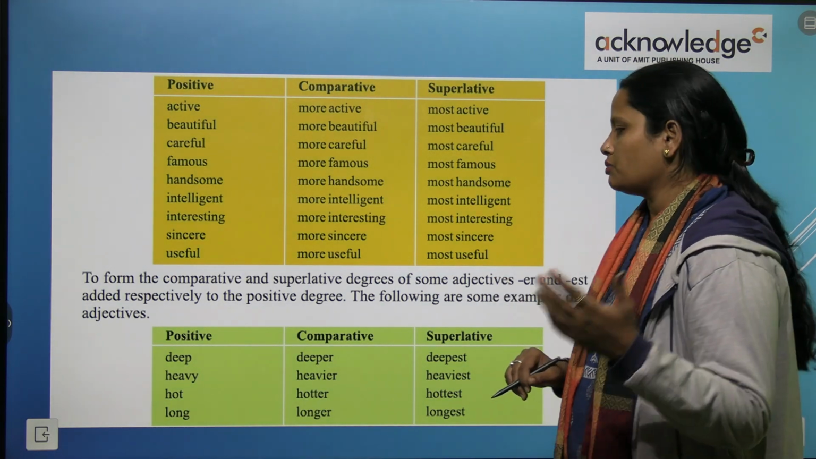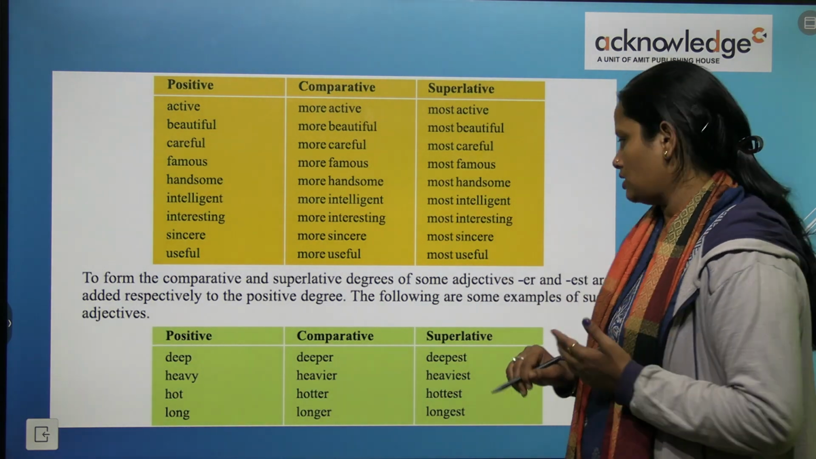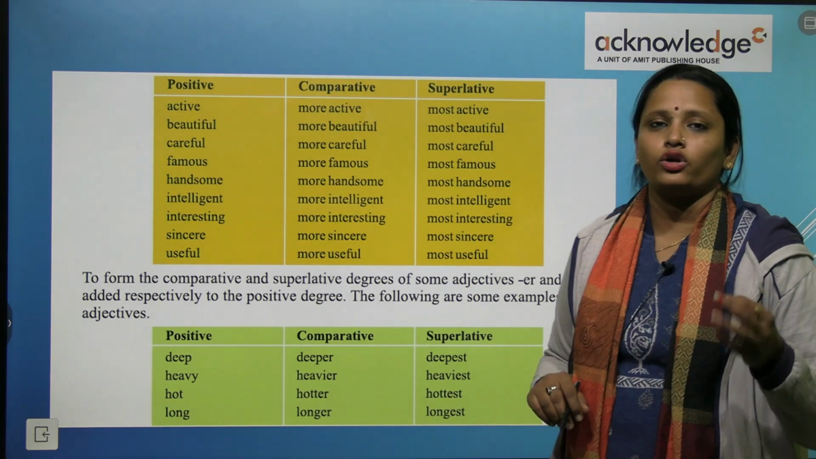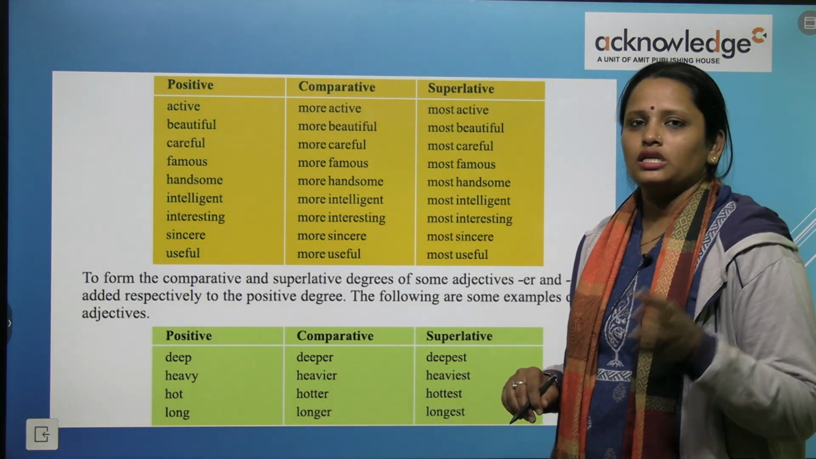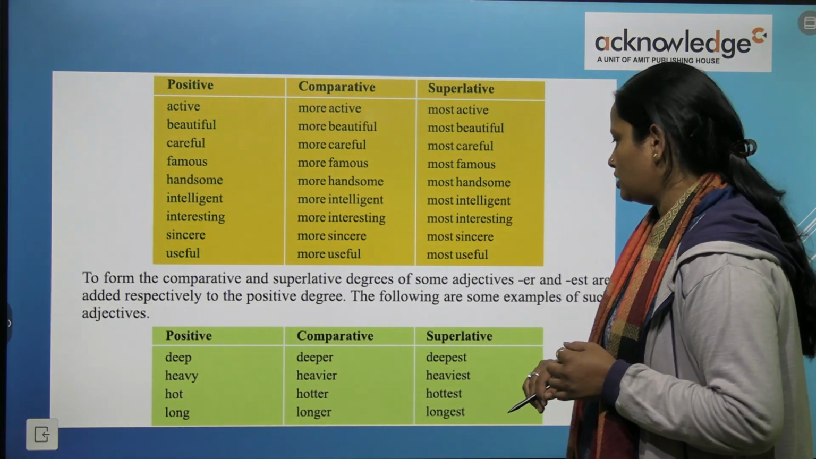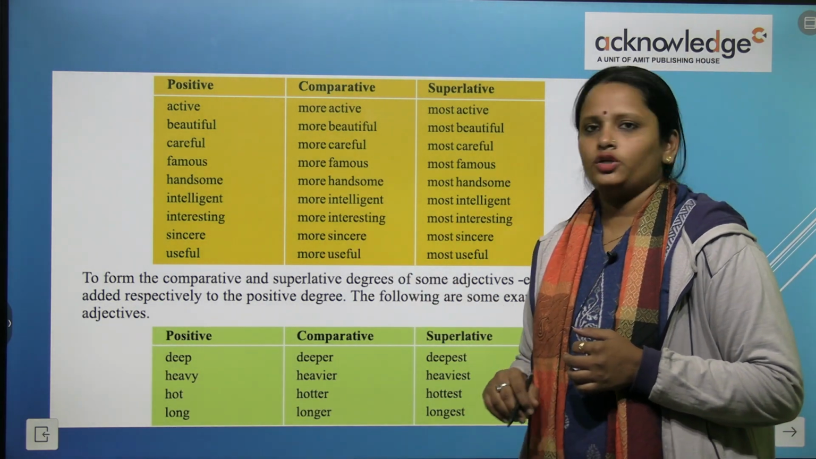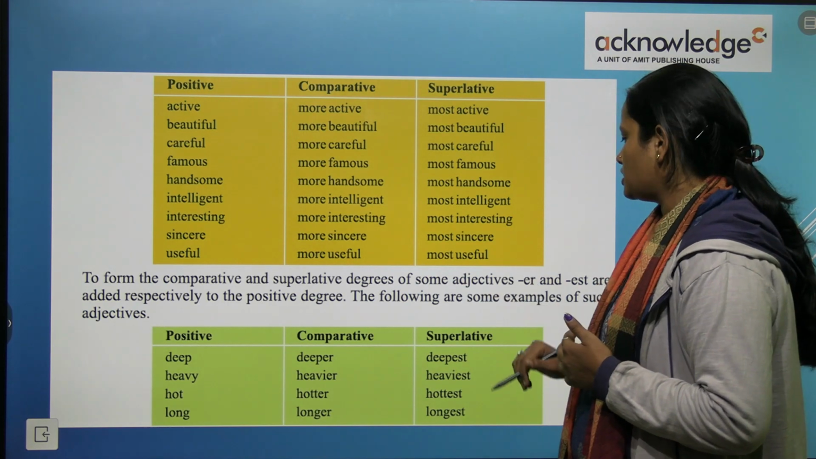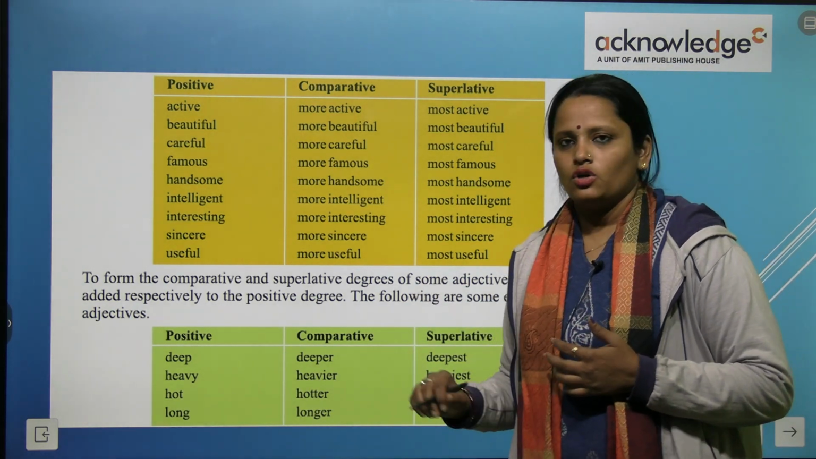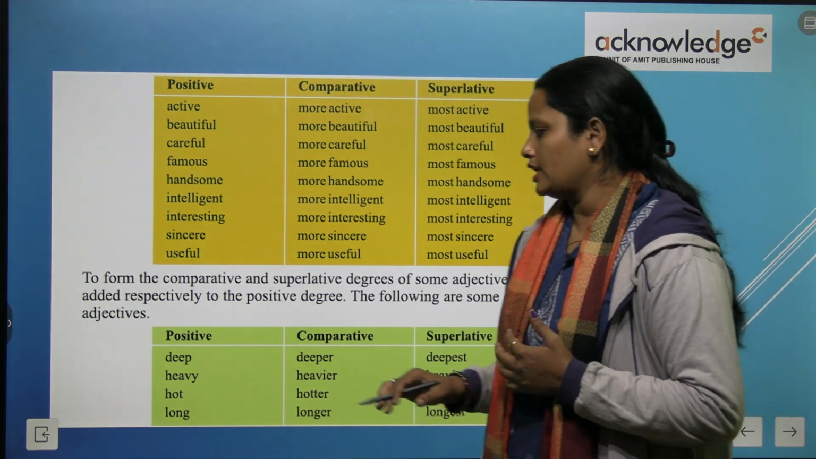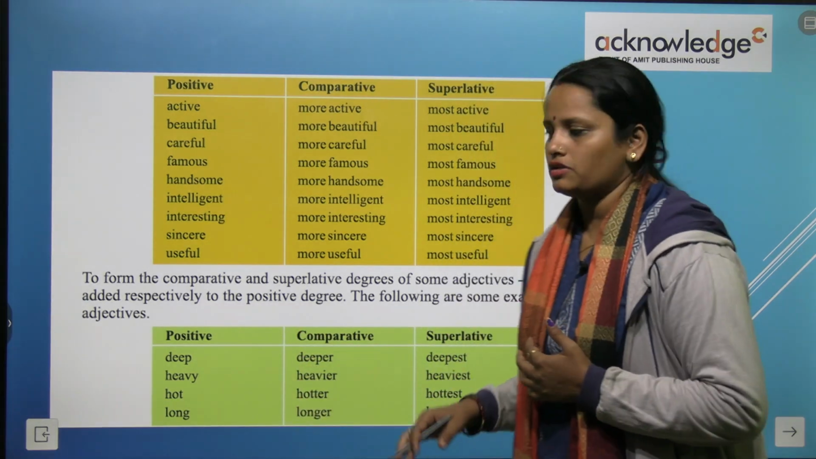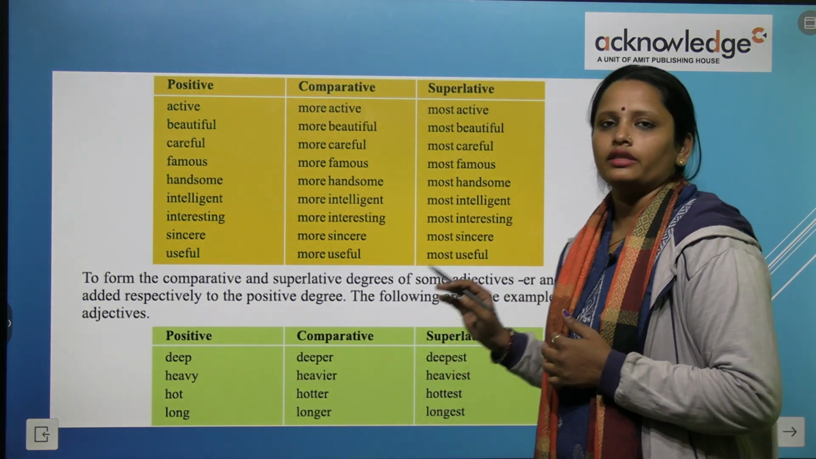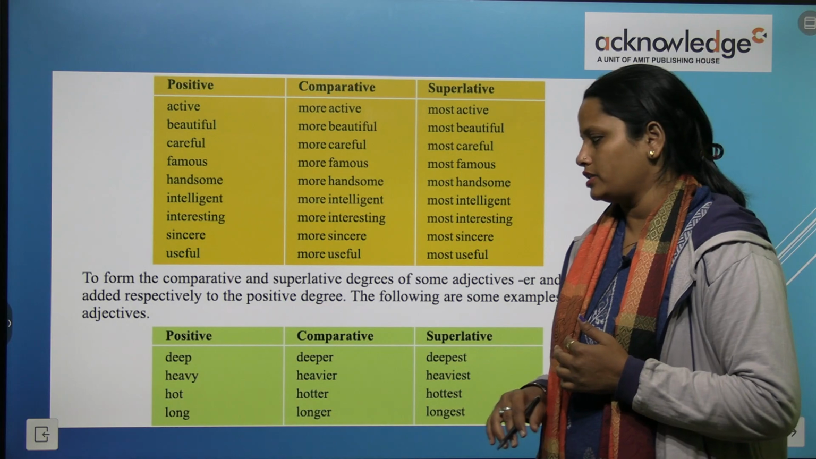So comparative और superlative degree बनाने के लिए कुछ adjectives के we add er और est. हम क्या करते हैं उसमें er लगा देते हैं या फिर est लगा देते हैं. Are added to the positive degree. Positive degree में add किया जाता है. The following are some examples of such adjectives. अब नीचे कुछ example दिए गए हैं. Let's see. So here comes the positive, then the comparative, and next the last one is the superlative degree.